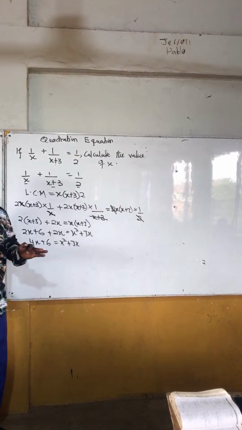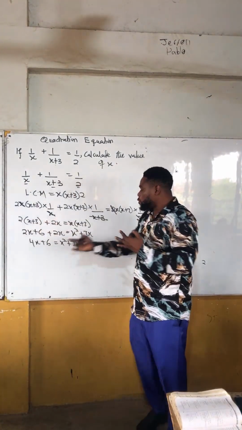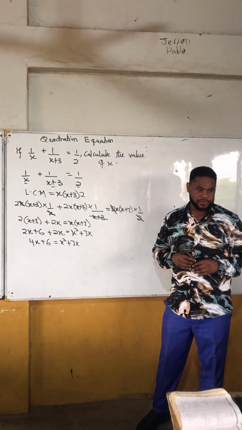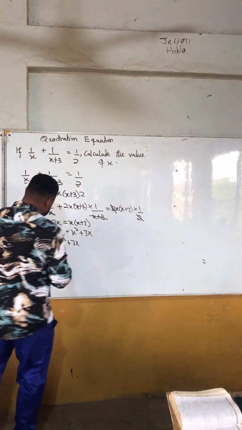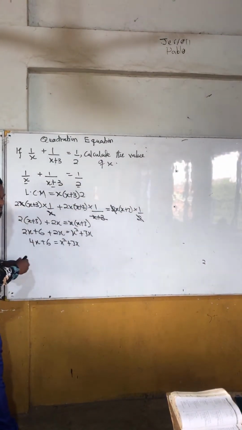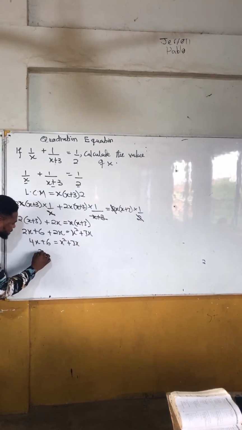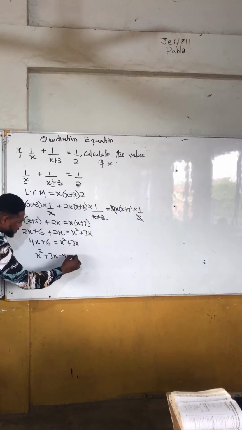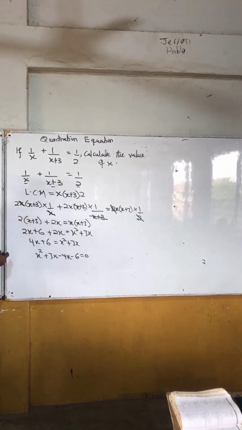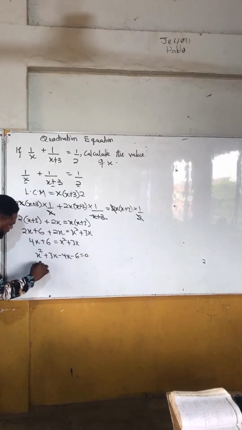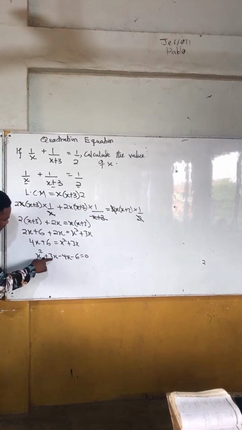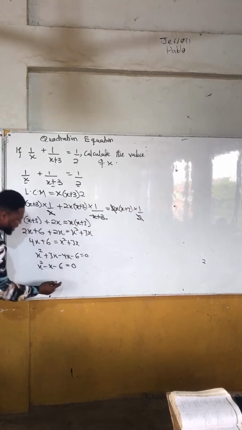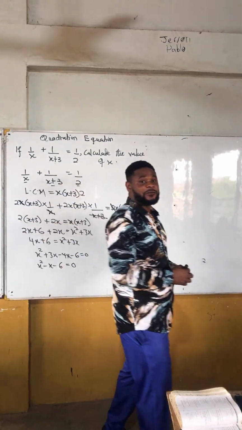At this level, because the equation is leading us to a quadratic equation, we group everything at one side and equate it to what? 0. So what do we do? We move this guy to this side, so that first of all, we maintain our x squared, 3x minus 4x minus 6 equal to 0. We can simplify this as x squared, 3x minus 4x will give us minus x, minus 6 equal to what? 0. And this is our quadratic equation we are forming here.